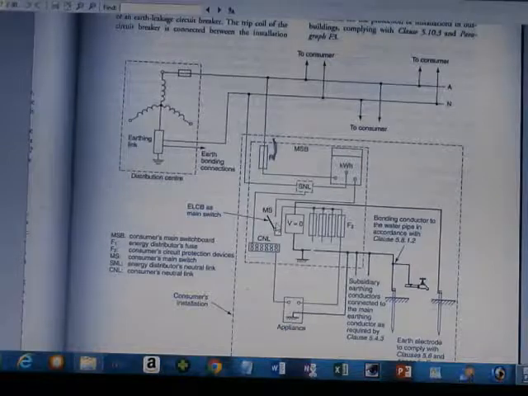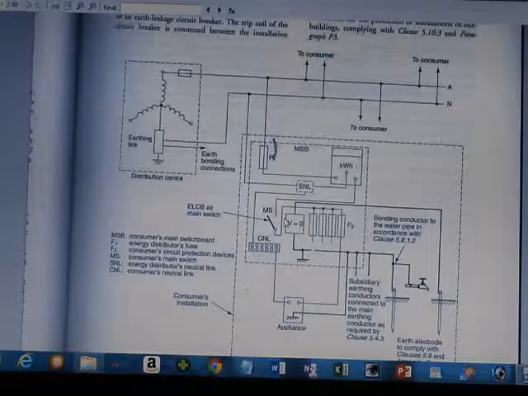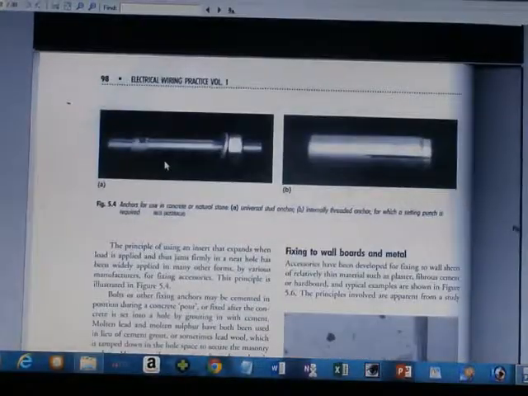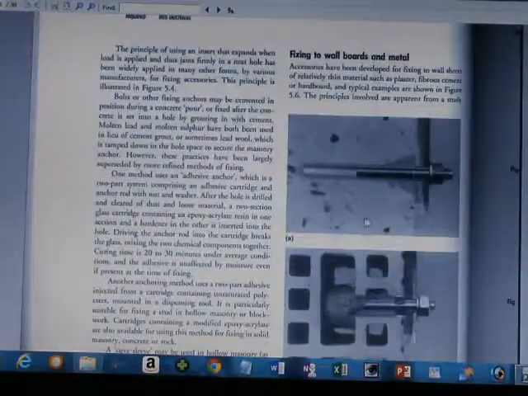So this is the kind of this electro ground connection. This is the wall box electrical installation diagram, you can see it.